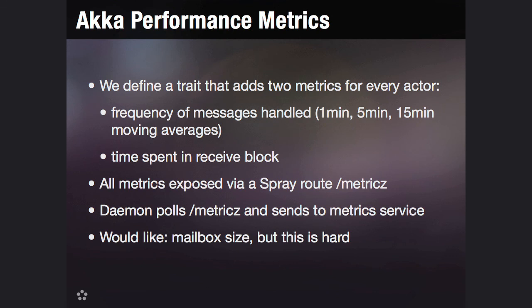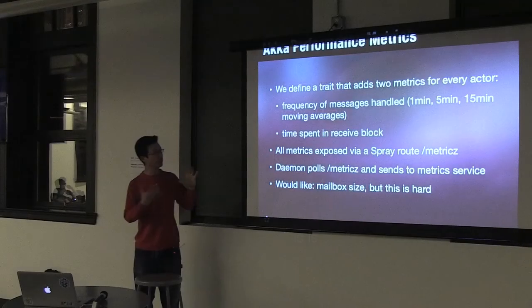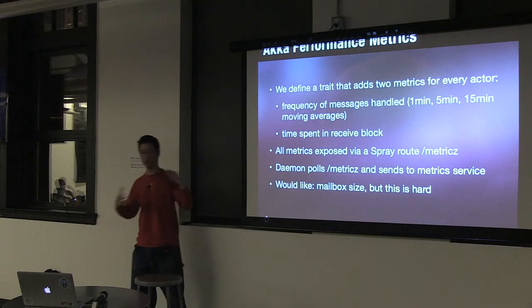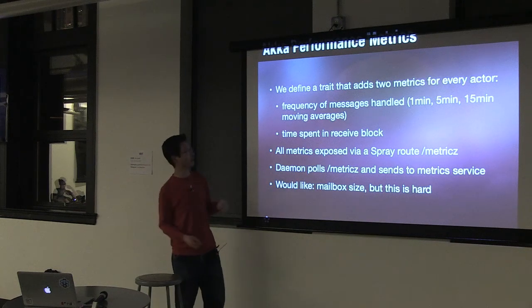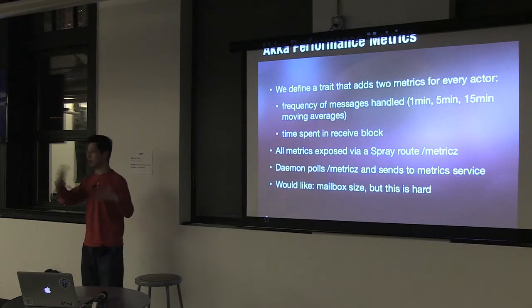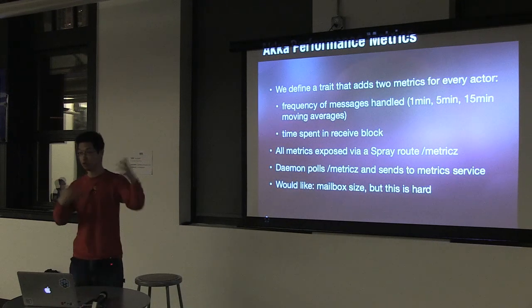which is with performance metrics. So we define a trait that adds two metrics for every actor. One is that we want to measure how much time is spent in the receive block, so we can see what the latency is of a particular actor. Another is the frequency, so that these things can be fed into a chart, and you can see how fast different actors are moving, right?